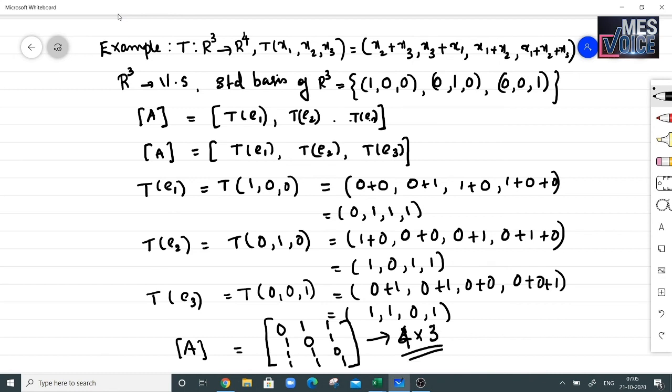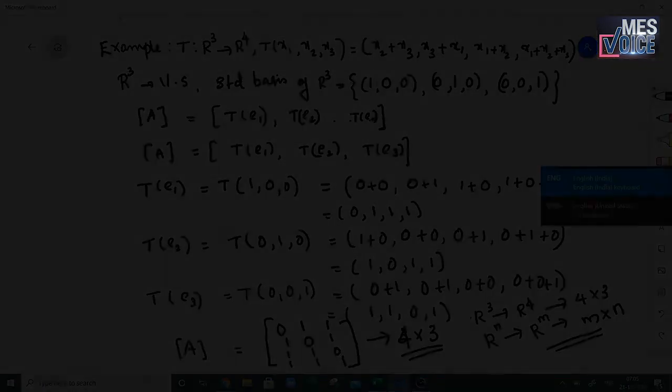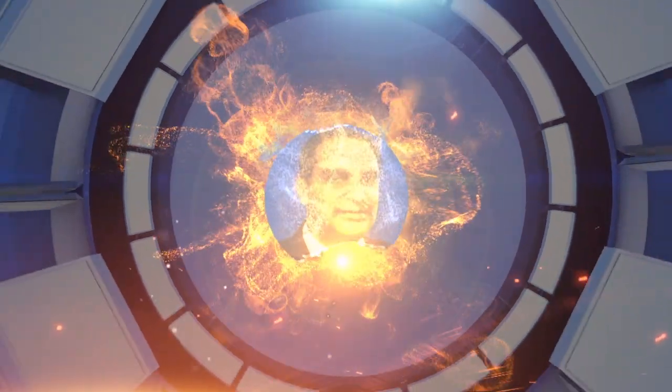That is, when we write the matrix of a linear transformation from R cubed to R raised to 4, we get a matrix of order 4 by 3. In general, if we are writing a matrix of a linear transformation from R raised to n to R raised to m, we will get a matrix of order m by n. Using this method, we can write the matrix of any linear transformation. Thank you.